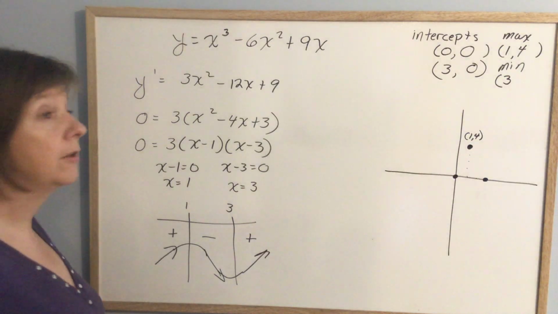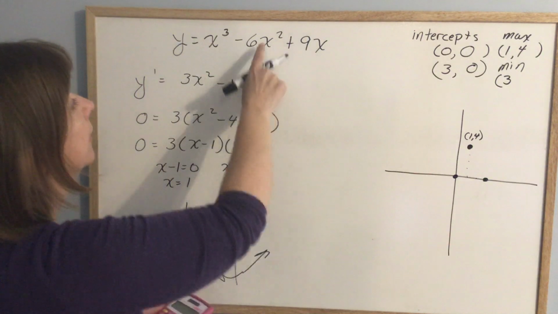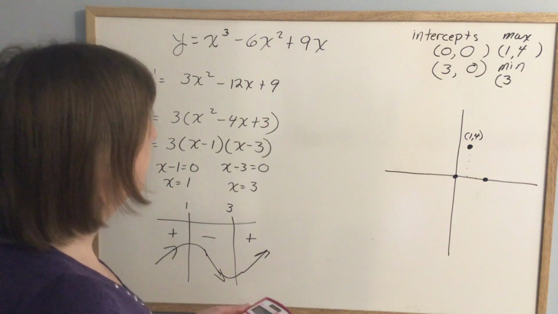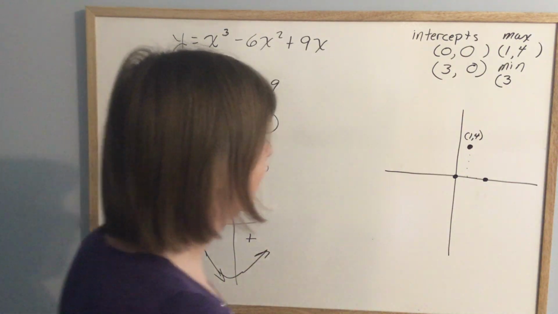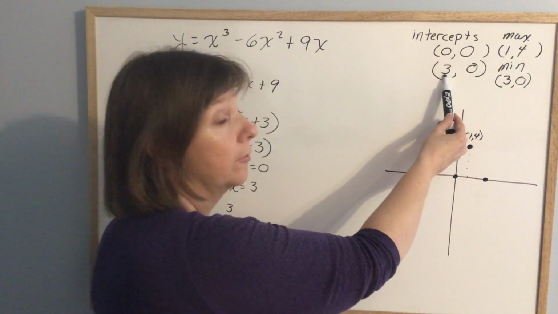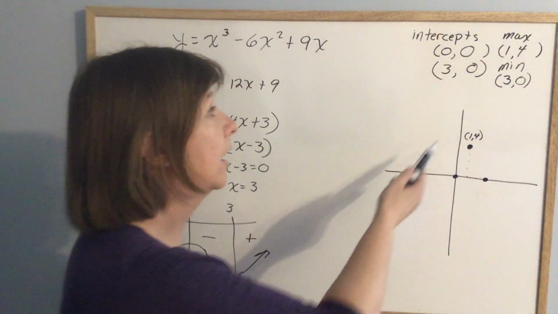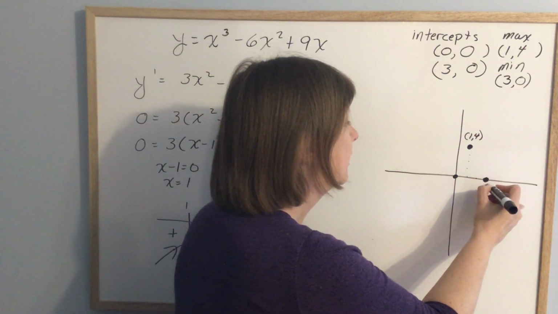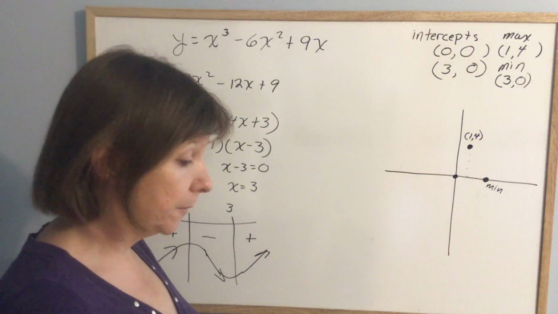So again, I need a y value for that, so I go up here and I put it in. So 3 cubed is 27. 3 squared is 9 times 6 is 54, so minus 54. And 9 times 3 is 27, so plus 27, I get 0. Well, that makes sense because I already knew that my intercept was at 3 and 0. So technically, I didn't even have to do that work. I just didn't pay attention and notice that that was there. So this is actually a minimum. Not only is it an intercept, it's a minimum.